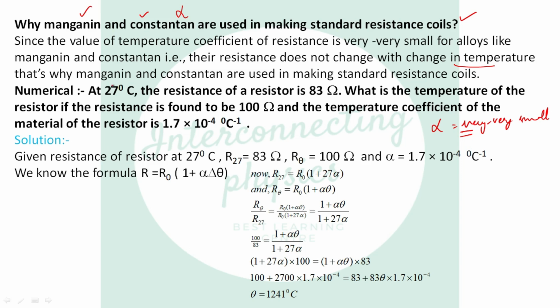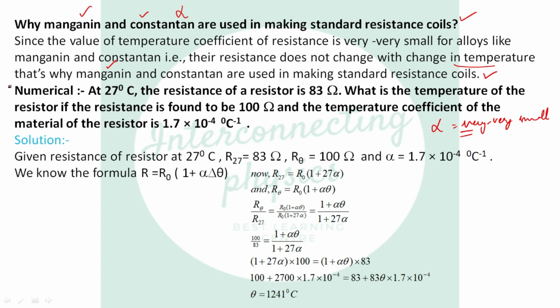That means the resistance of the material is not changing with the temperature. That is why manganese and constantan are used in making standard resistance coils, because while doing the experiment, when temperature is increased or decreased, these variations in temperature do not have any effect upon the resistance of these two materials, manganese and constantan. That is why these two materials are used to make the standard resistance coils.